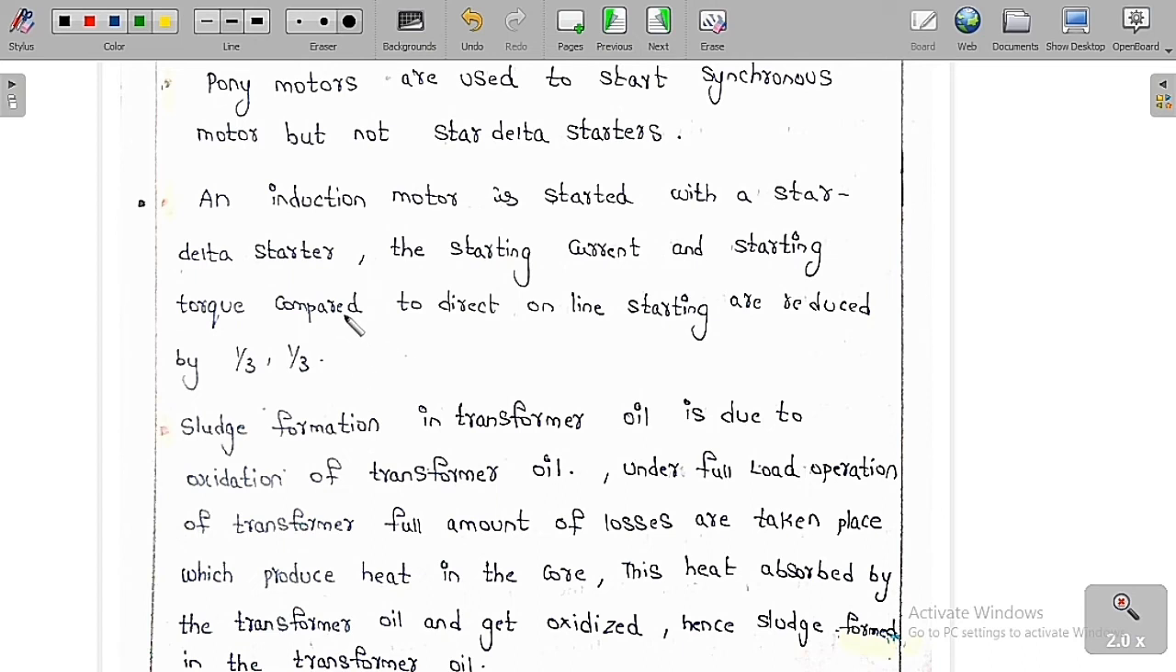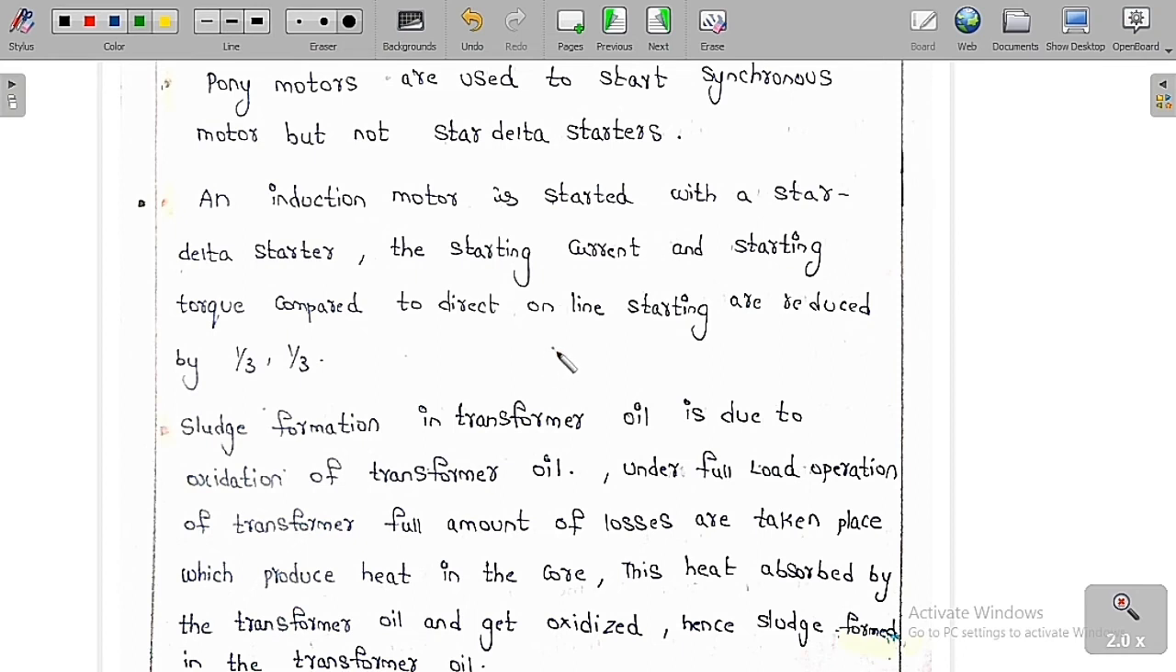So now let me tell you here. Direct online means simply that the stator coil of the induction machine is in the delta fashion. But for the star delta starter, initially we connect the stator winding in a star connection and later we convert it into delta fashion. So the starting torque because of the star delta is equal to 1/3 times the starting torque because of DOL. Similarly, the starting current with the help of the star delta starter is equal to 1/3 times the starting current of the DOL.